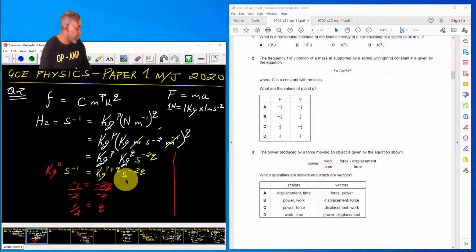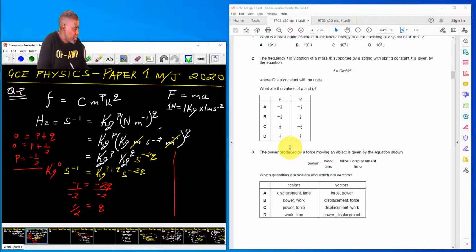And then, for me to get the value of p, I will have to equate the power of kilogram on the left, which is 0, to the power of kilogram on the right, which is p plus q. And because I know q, I can say 0 is equal to p plus a half. Rearrange, and I get my p to be equal to minus a half. So my q is a half.